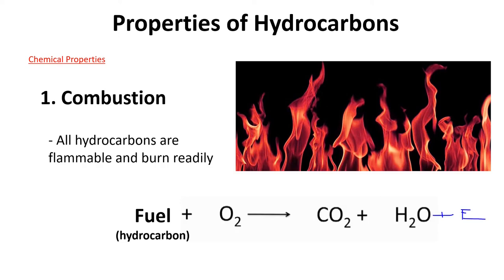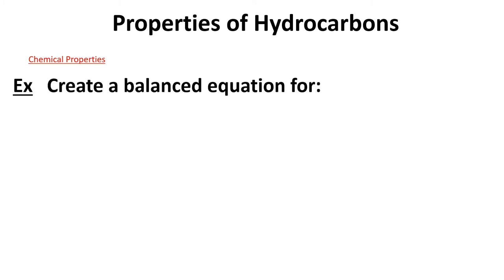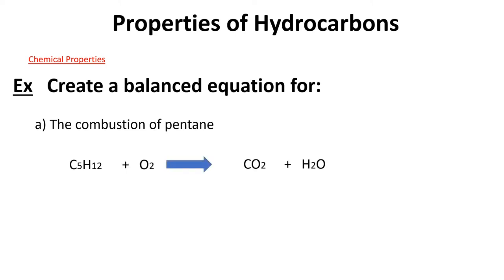E for energy. Let's look at creating some balanced equations. That'll be kind of our first step. Combustion of pentane. Pentane, 5 carbons, 12 hydrogens. So that's your fuel. Let's add our oxygen, let's add our carbon dioxide, and let's add our water.